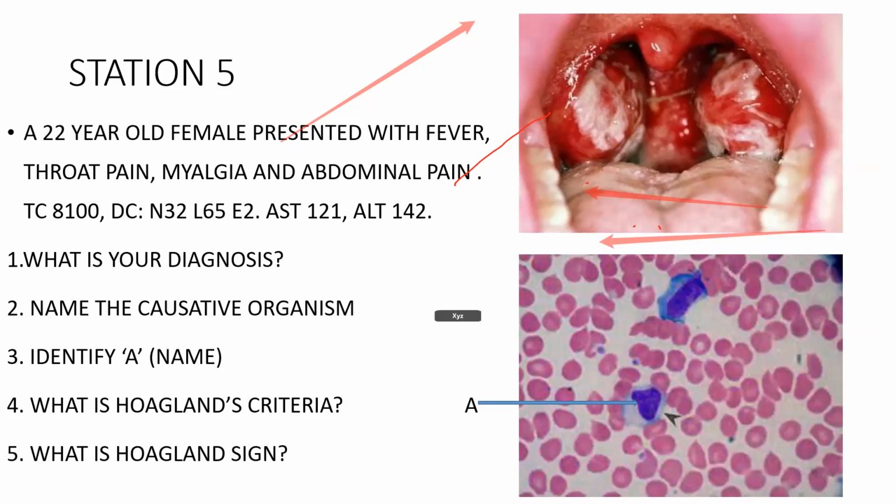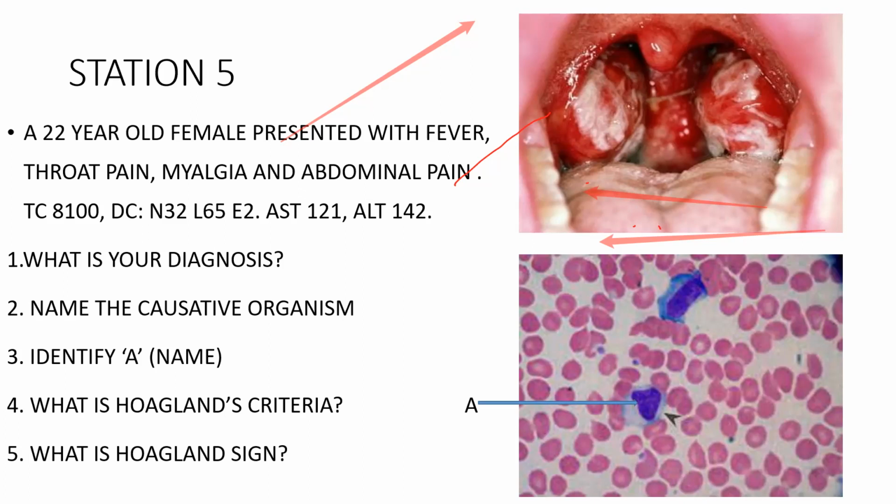This was a 22-year-old female patient presented with fever, throat pain, myalgia, and abdominal pain. Total count is 8,100, and the crux is there is lymphocytosis. Lymphocytosis is 65. So when you are given a clinical scenario, go through the results very carefully and the history also. Here, the patient presented with fever, throat pain, and generalized symptoms like myalgia and abdominal pain. Total count is 8,100.